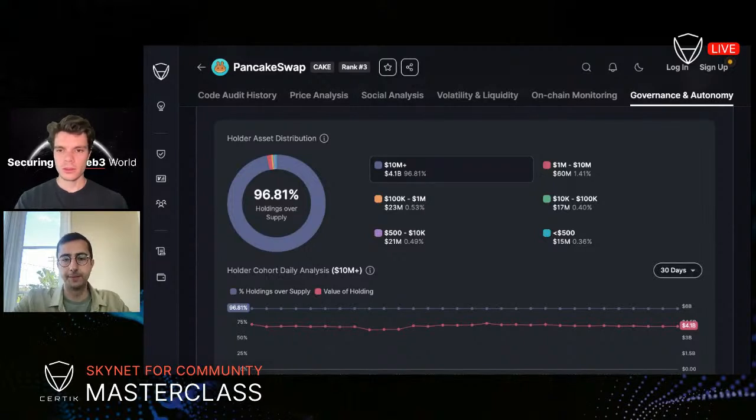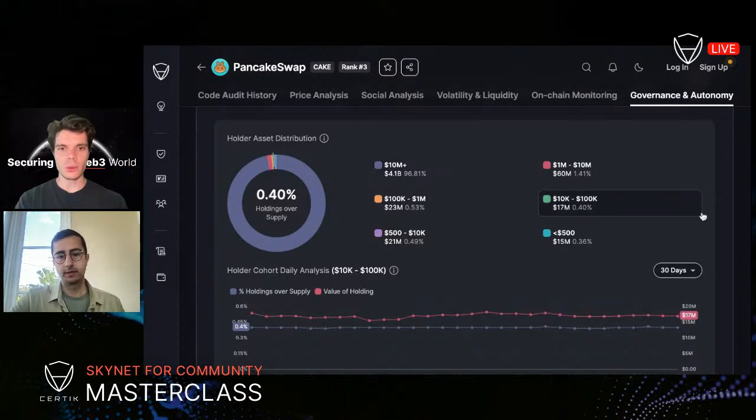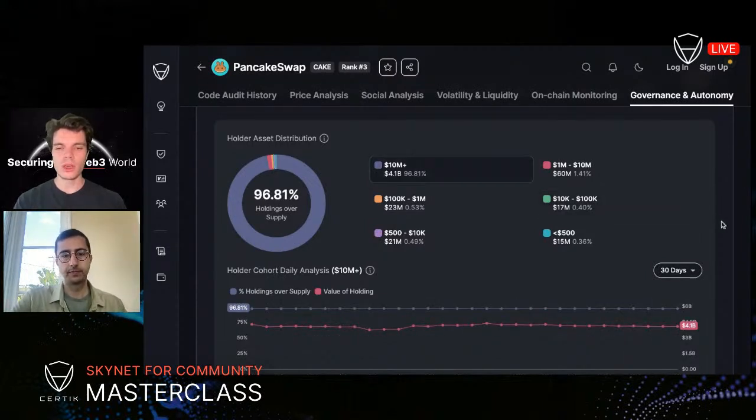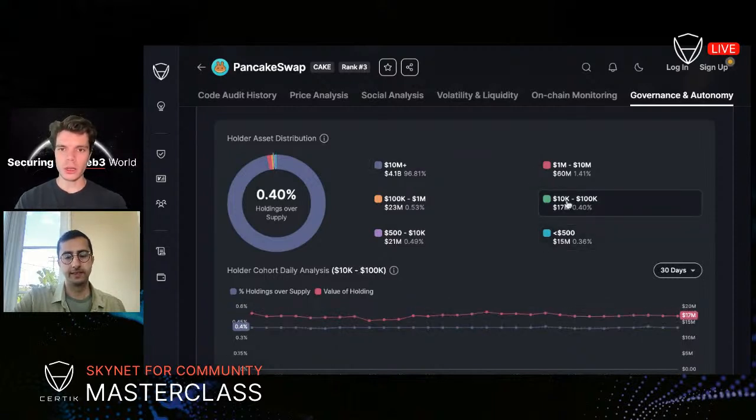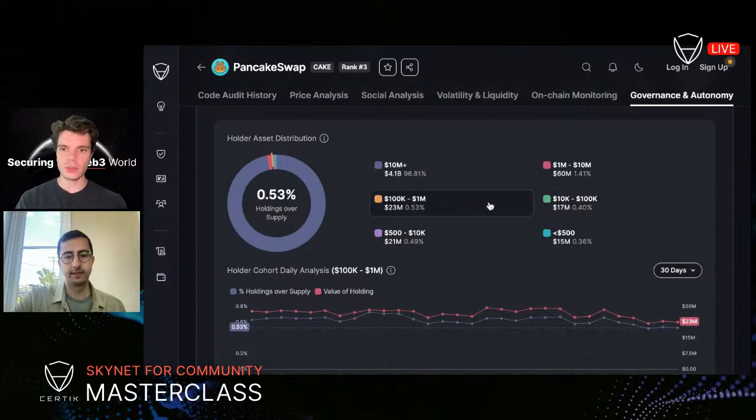Yeah, definitely. I think for Skynet, it's really a combination of security and that data insight. So I'm really trying to give both to our users. Governance and autonomy, talking a little bit about what you said before with the distribution of who holds what amount of tokens. So quite a few whales here, looks like. Is that correct? We've got a lot of people holding over $10 million worth of the cake token.